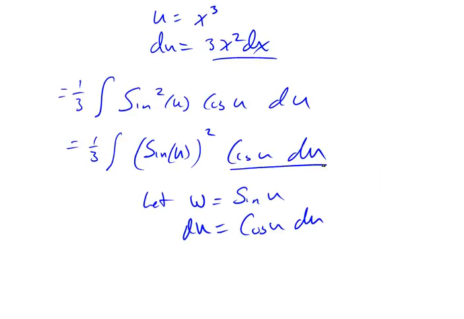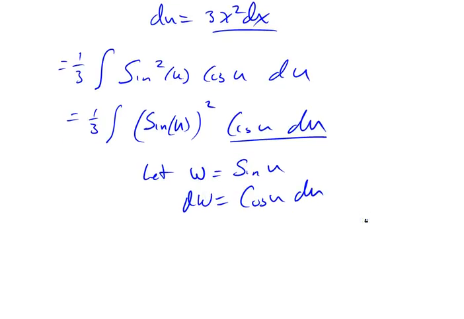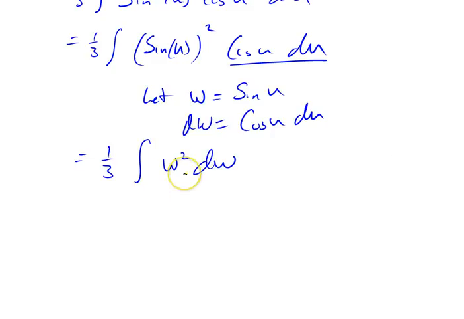So dw would be, take the derivative, cosine u du, and there's my cosine u du. That's supposed to be a dw here, right? dw is cosine u du. So I've got 1/3, the integral, sine u now is just w, so this is w squared times dw. Every time you do one of these substitutions, the integral should get simpler because something big is being swallowed up into a du or a dw in this case. The chain rule pops that out, and this u substitution pulls it back in again.